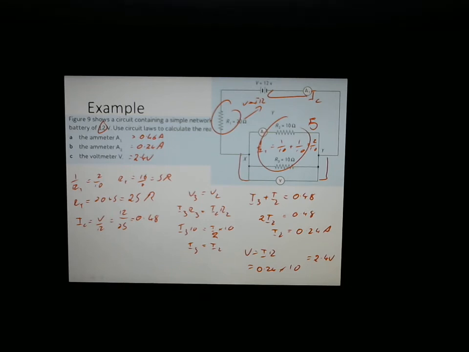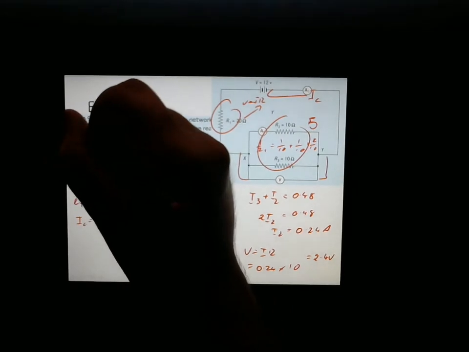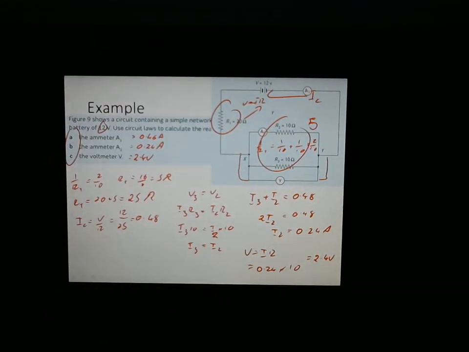What I do want you to learn from this, apart from seeing examples how to use these skills to solve a problem, is do not look at this list of A, B, C, and go, I've got to do it this way. I've got to go A, now I've got to do B, and now I've got to do C.